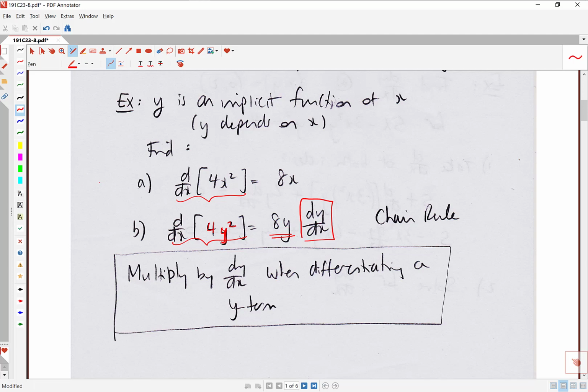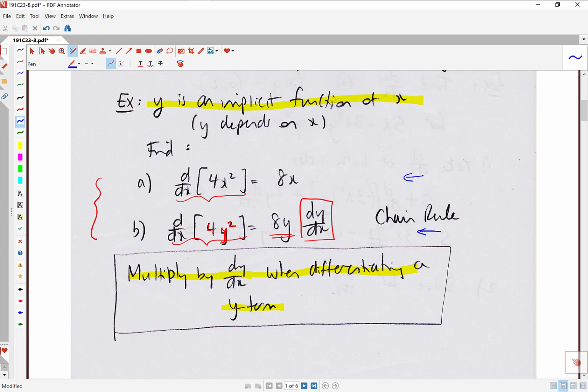So the way to tell the difference between these two situations is you can just say to yourself, anytime in this section where we're given y is an implicit function of x, so that's the context here, anytime x and y are related by an equation, when you're taking derivatives, let's just think of it as we need to multiply by dy by dx when we're differentiating a y term. So in part A, taking the derivative of an x term, it just works like normal. You get 8x. But in part B, we took the derivative of a y term.